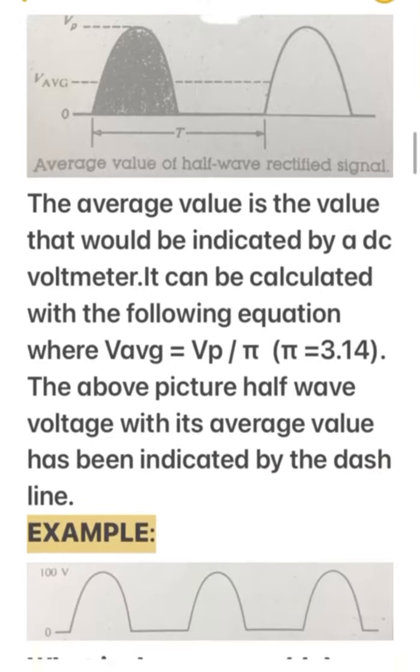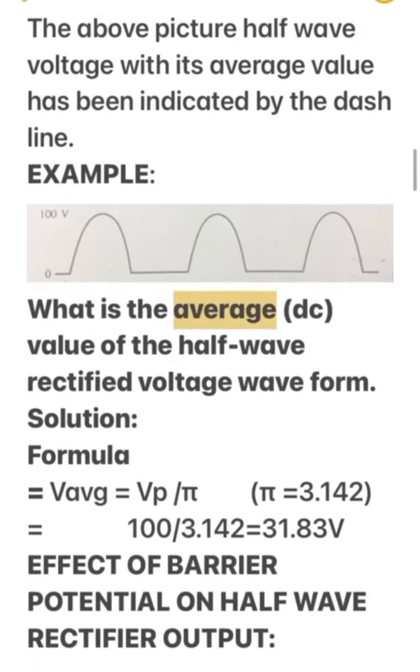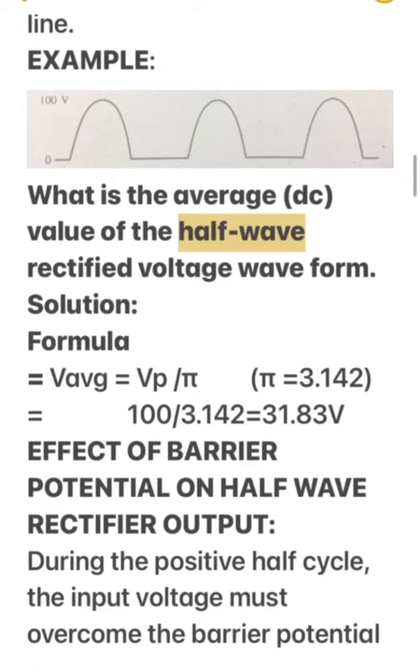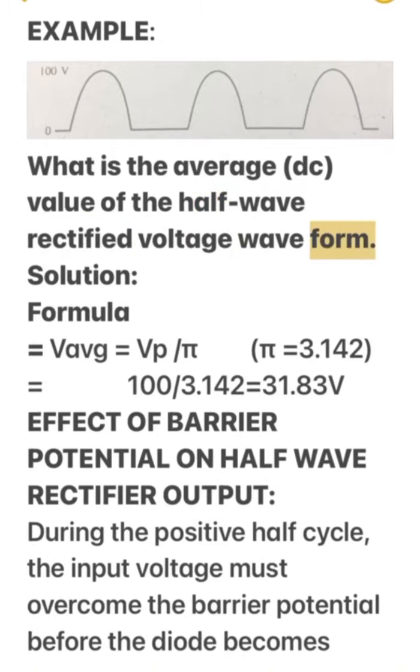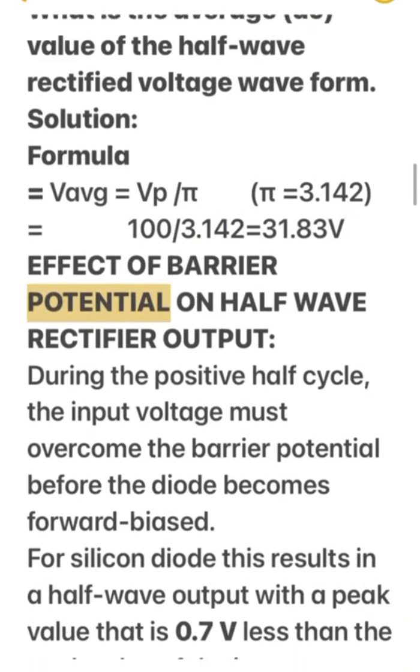Example: what is the average DC value of the half-wave rectified voltage waveform? Solution. Formula: VAV equals VP divided by pi, which equals 100 divided by 3.142, which equals 31.83.